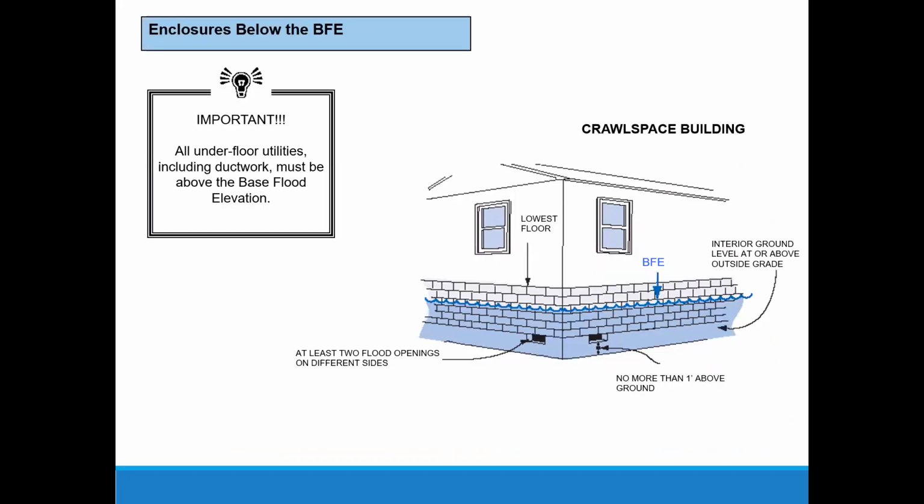And then back to enclosures. So crawl space buildings. So this is diagram 8 and 9 on the elevation certificate. So this is another diagram where you can see the enclosure underneath the living floor.